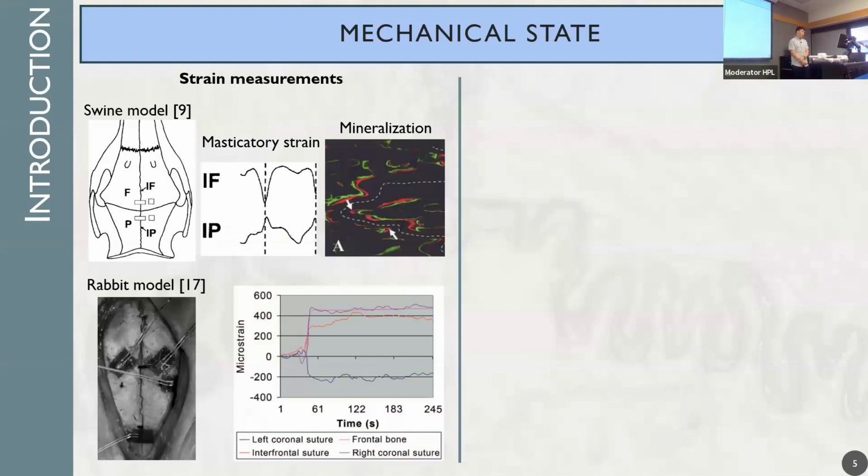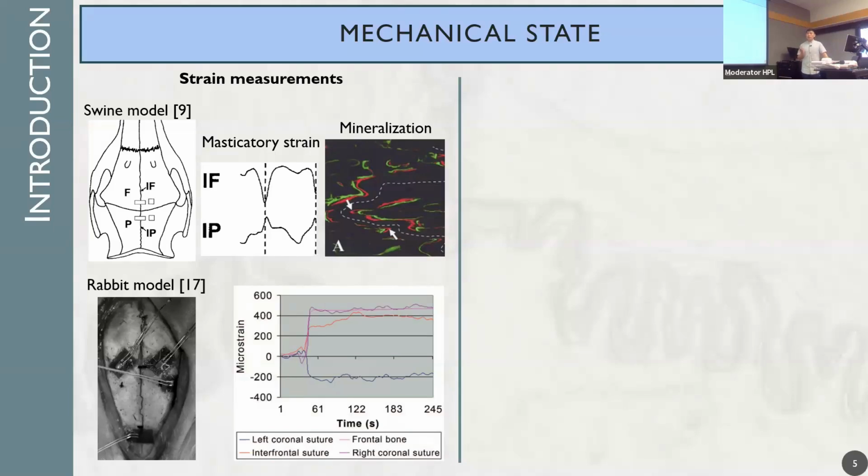Okay, and also we can measure or estimate mechanical state at or around the cranial sutures. Many studies measured strain at the suture with strain gauges. For example, in this study, they used strain gauges to measure strains along several different sutures during mastication. And with that, they were also using double fluorochrome labels to estimate the bone growth at the suture bone junction.